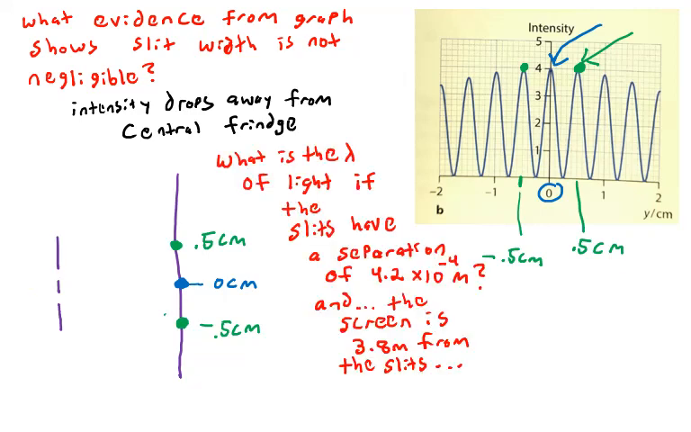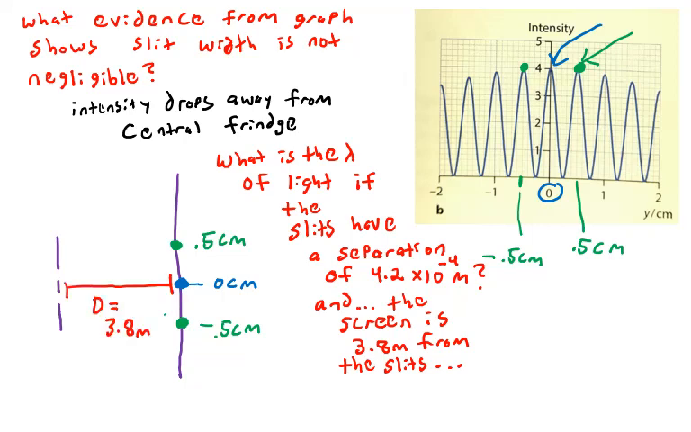So what is the wavelength of light if the slits have a separation of 4.2 times 10 to the negative 4th meters, and the screen is 3.8 meters from the slits? So I'm going to have you try that. Go ahead and pause the clip and give this a try, and when you're ready to check, you can hit play to continue.